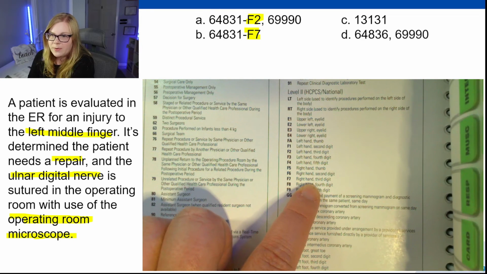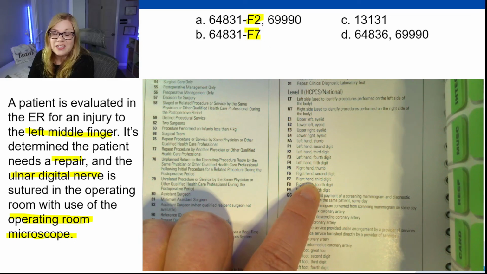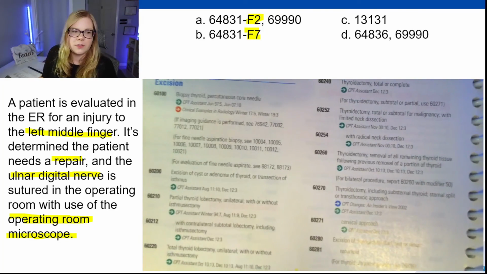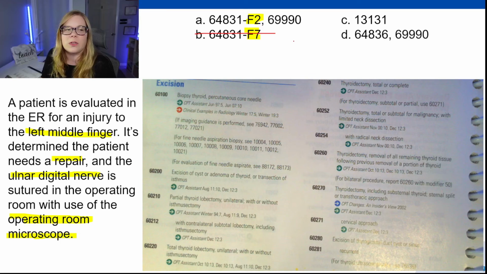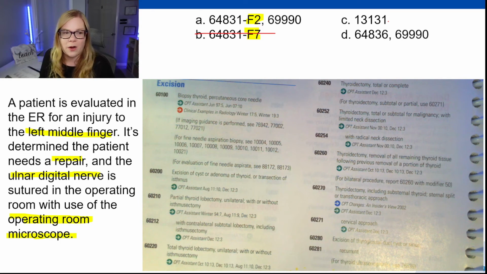So actually we can eliminate B right away because this was the left hand and that is an incorrect modifier that we don't want to use. So B is out. If you were to look up this code 13131, that is a complex suturing code. That would be suturing for the skin and subcutaneous tissue, doing a complex repair, versus suturing of a nerve. So that's different from suturing skin versus suturing nerve tissue. So let's take a look at what we've got here, thinking probably A or D.